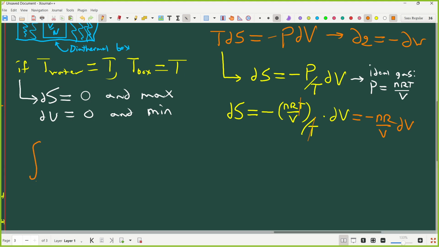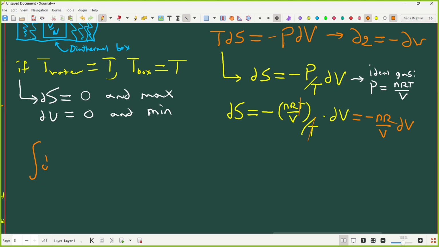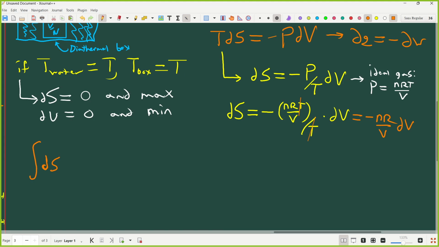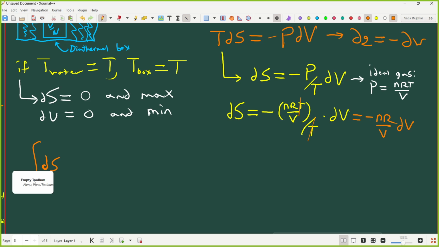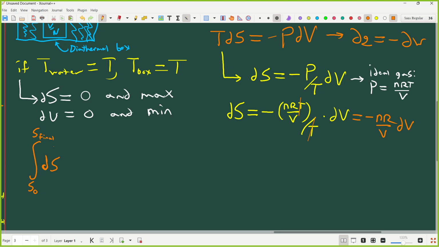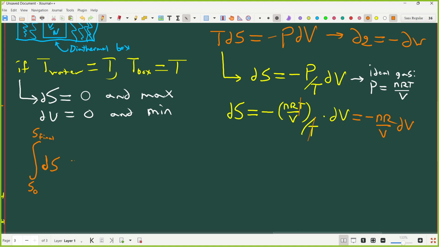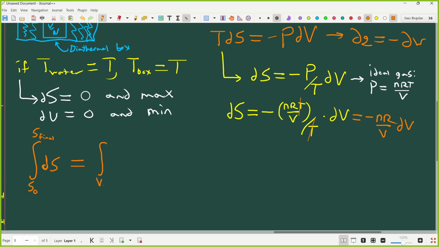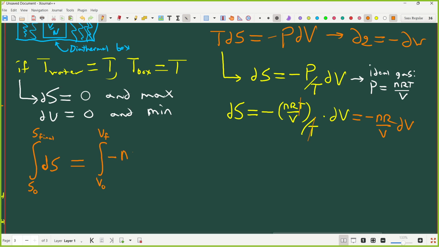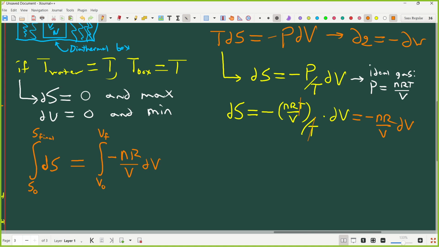So on one side, we're going to integrate dS from the initial point to the final point, so S zero to S final. Is that the right way to say it? Yeah, that's right. And that's going to be equal to the integral from V zero to V final of minus nR over V dV. Okay?